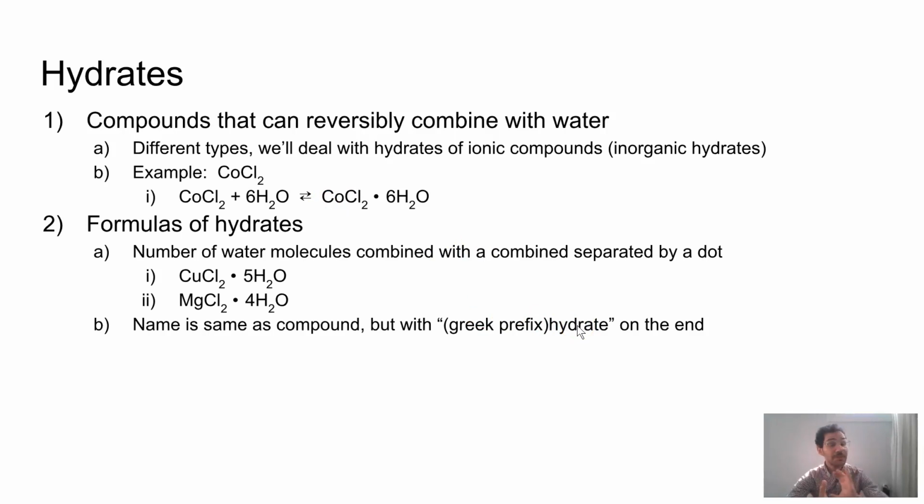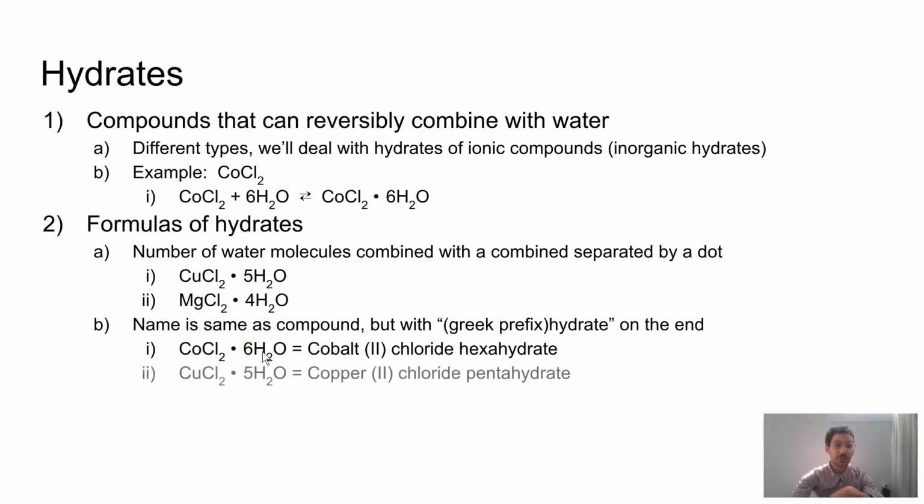So this is going to be a Greek prefix plus hydrate on the end. We remember our Greek prefixes hopefully from our time dealing with covalent compounds. For instance, our cobalt chloride with 6 waters would be cobalt chloride hexahydrate, hexa for the 6 waters. If we were looking at this copper chloride, the proper name would be copper(II) chloride pentahydrate because there are 5 waters. And what do you think this one's name would be? Pause the video and think about it. That's right, it's going to be magnesium chloride tetrahydrate because there are 4 waters attached to it.